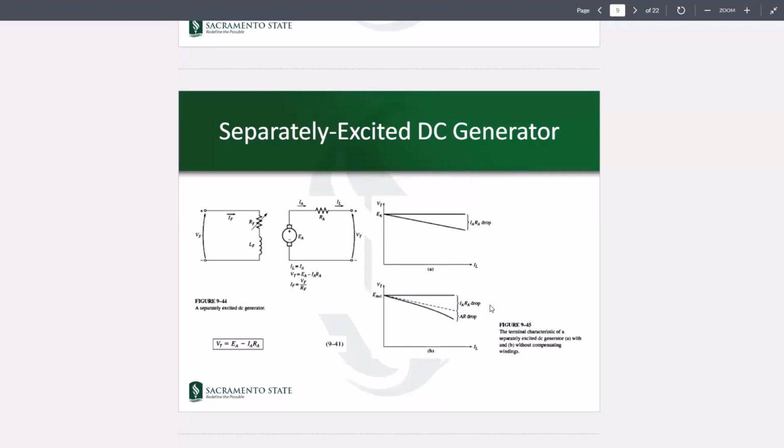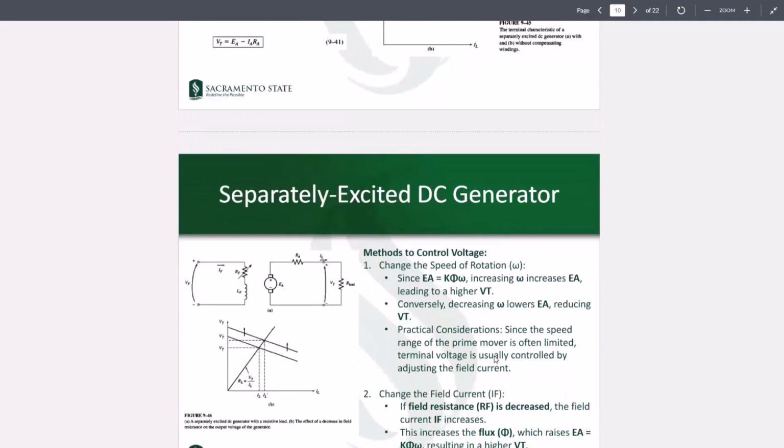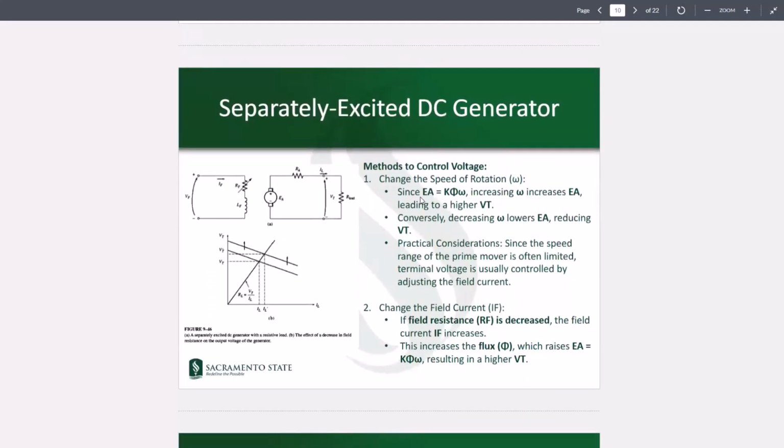Now, when you are including the armature reaction, then in addition to the RA IA drop, you would have an armature reaction drop also, which could be nonlinear. So in general, as the load current is becoming more and more, we can get this nonlinear characteristic.